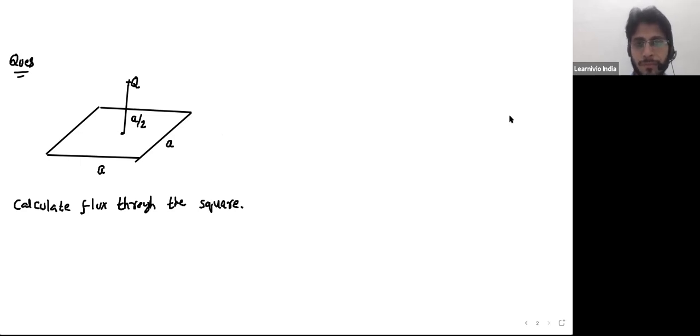Because it's not a closed surface. Speak louder. Because it's not a closed surface. Yeah, because it's not a closed surface. So to use Gauss law for the square, you have to make it a closed surface.